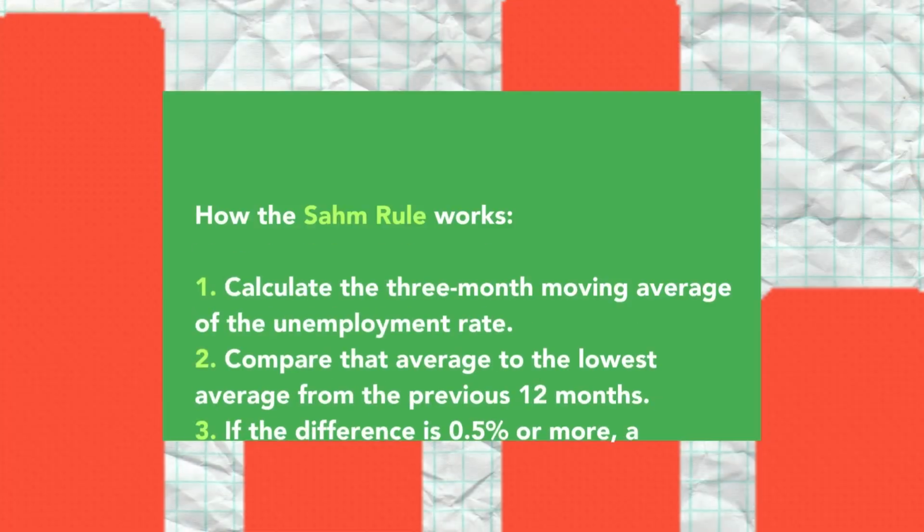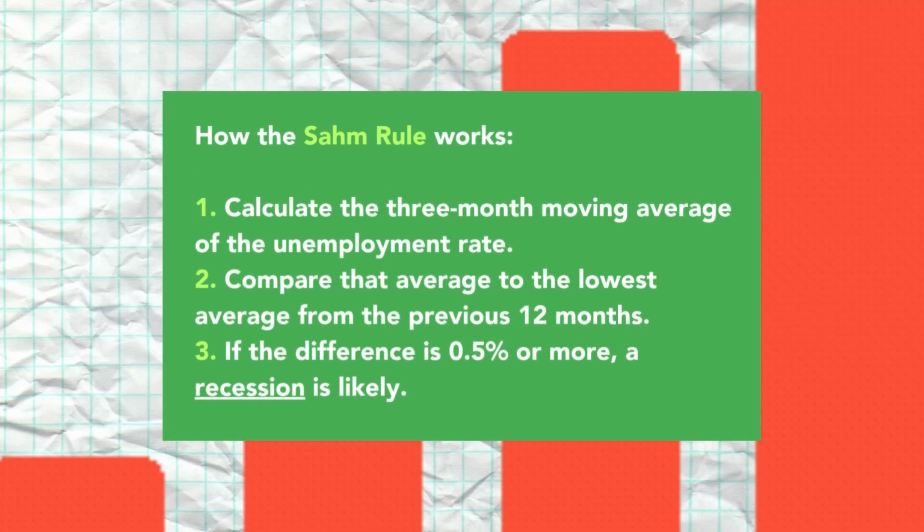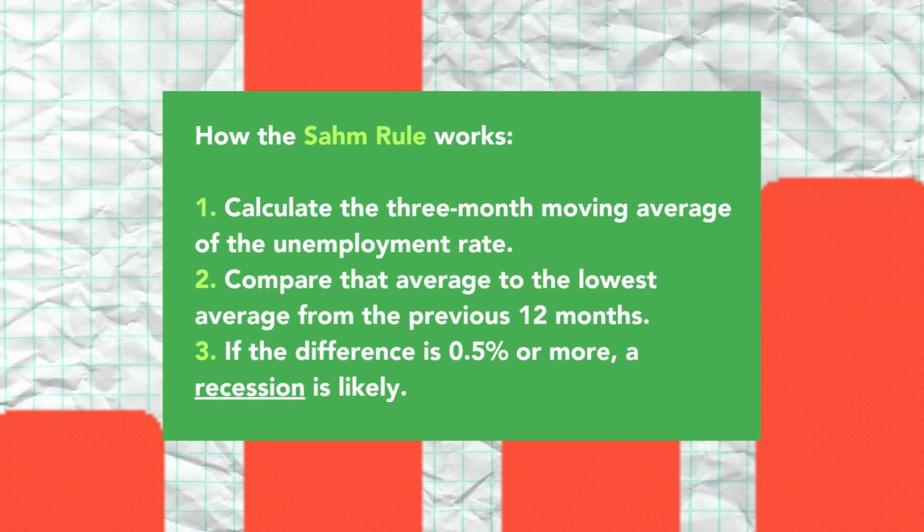The basic premise here, without going into the crazy nitty gritty, is that if the current rate of unemployment is 0.5 percentage points higher than the lowest point in the previous year, it means that you're in the early stages of a recession. That's what the Sahm rule says.